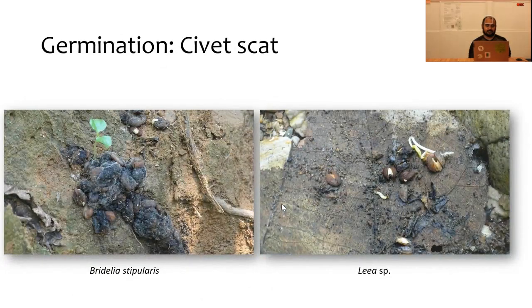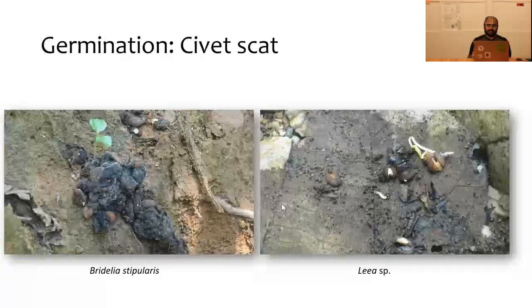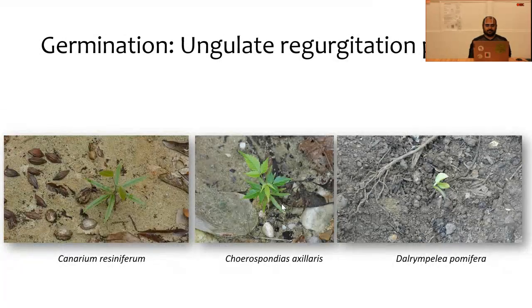Here is the germination from civet scat. This is Bridelia, and then that is Lea. While I was monitoring those cat and seed piles, I found this germination at the end. Here is some germination from barking deer and sambar regurgitation piles. I found germination in three species, but the germination rate is pretty low. If I did this for 3 to 4 months, then I might find actual germination, but for logistical reasons I could only do it for 2 months.